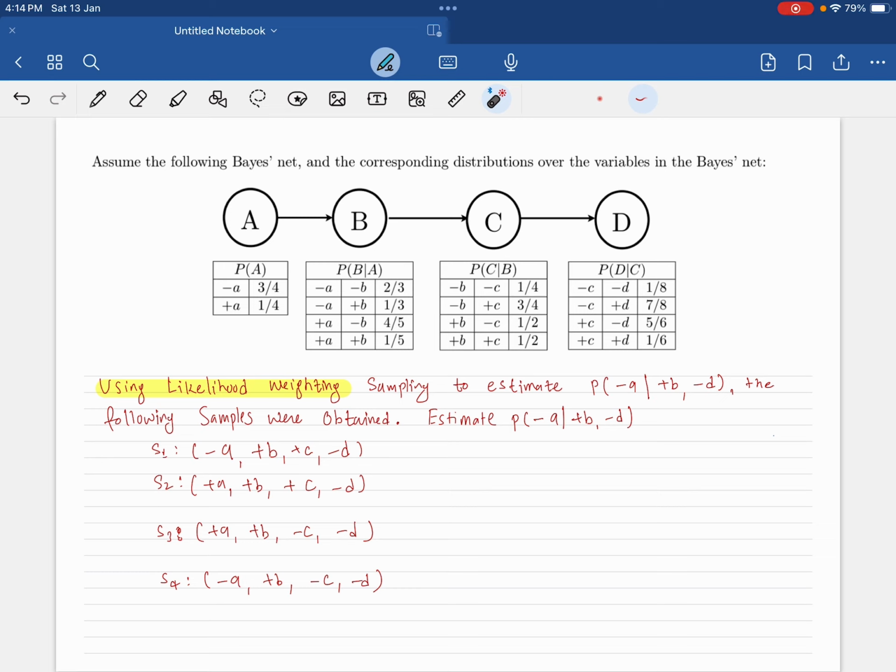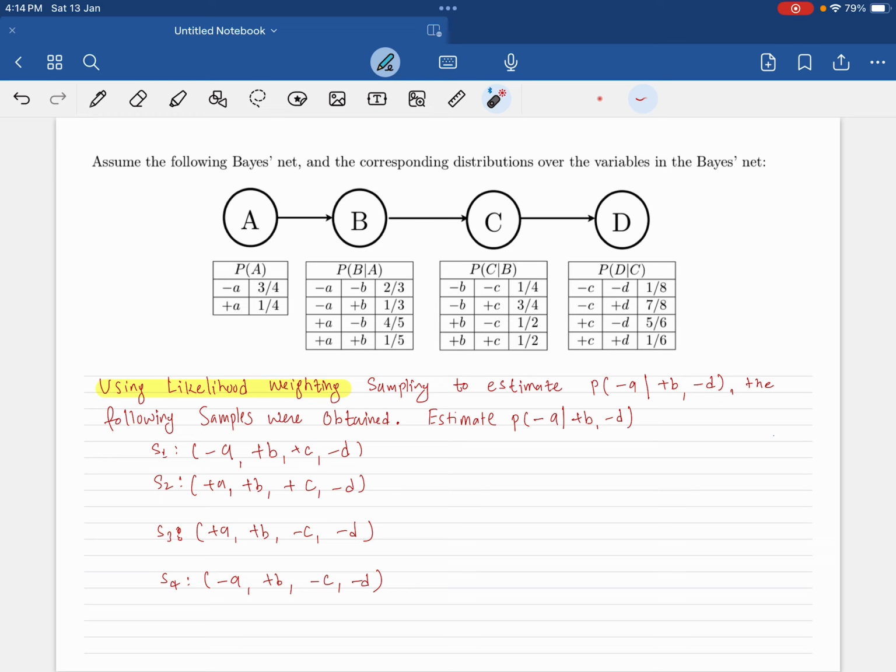And what we are doing is sampling from this Bayes network using likelihood weighting, and these are the samples that we are generating. The main point to take care of in likelihood weighting is that you will sample over non-evidence. What does it mean? That you will fix your evidence, and after fixing the evidence you will sample over non-evidence.